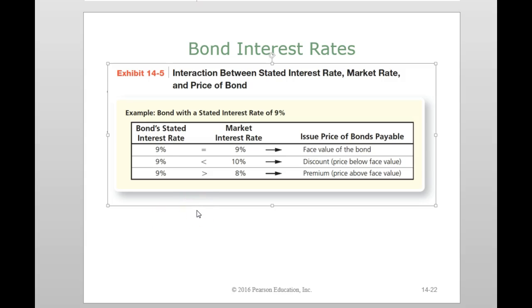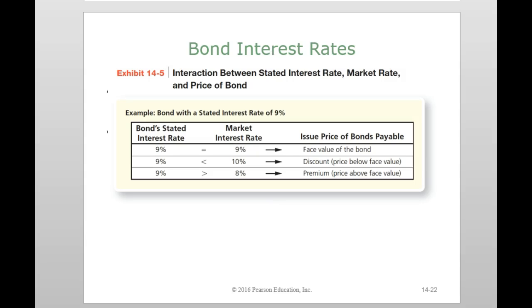Now, let's reverse that. We have a 9% bond, but the market rate is at 8%. So the bond is going to sell for a premium, which means more than face amount. Because if I were a borrower and could get a market rate of 8%, why would I want to pay 9%? To adjust for that, the bond will be issued at a higher face value, and that will make up for the difference in those interest rates. Let's keep going, and I'll give you an example.